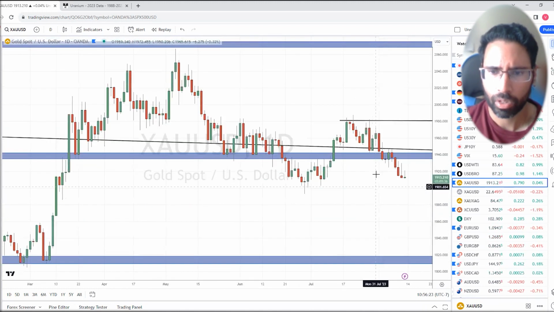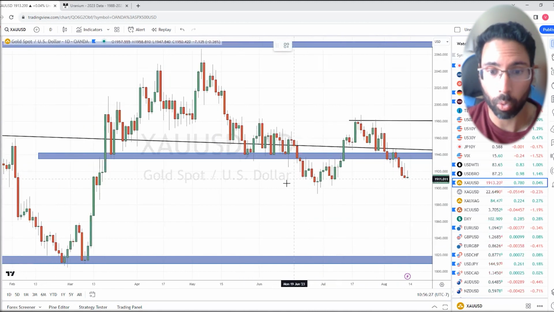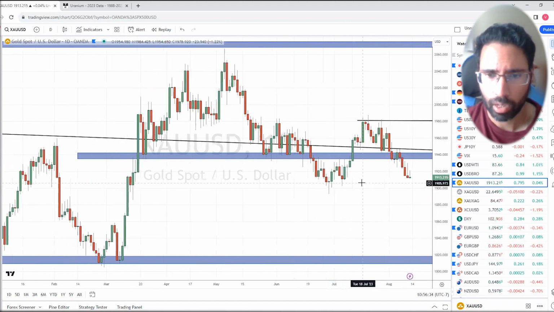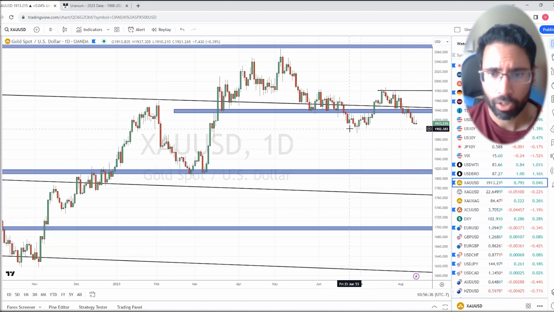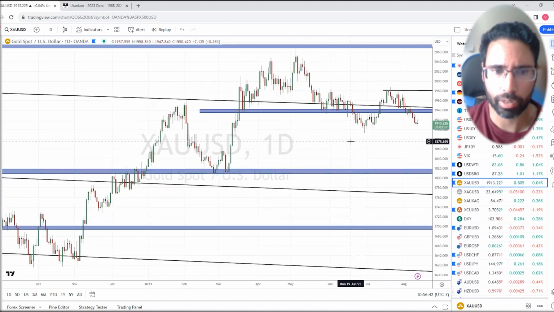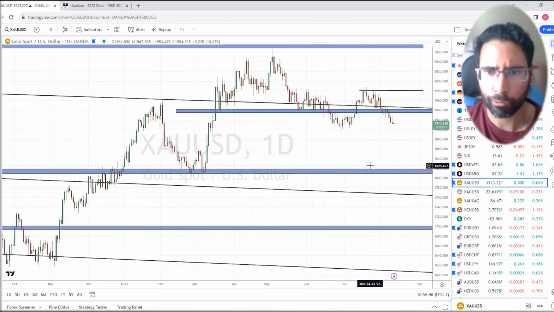So we see some strong selling pressure here on gold, and we are now getting close to the support level around 1900. If that breaks, so if the dollar takes out that 103.50 zone as we talked about, and if gold breaks below 1900, we're looking at around 1820 for gold as well.